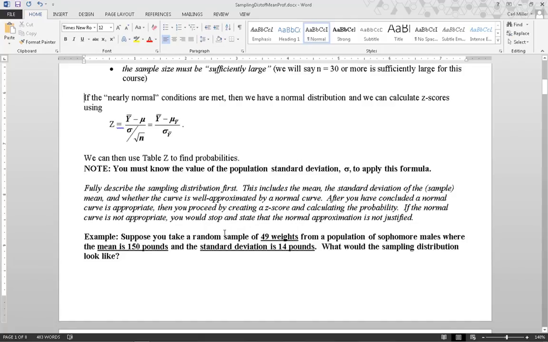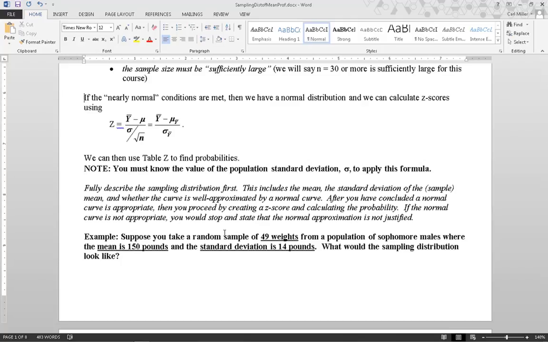Fully describe your sampling distribution first. This includes the mean, the standard error of the mean or the standard deviation of the mean distribution, and whether the curve is well approximated by a normal curve. After you've concluded a normal curve is appropriate, then you can proceed by creating a z-score and calculating a probability. If the normal curve is not appropriate, you would stop and just make a statement that the normal approximation is not justified.